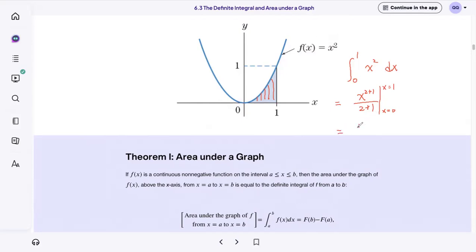So we get 1/3 of x cubed, right? Because x raised by 2 plus 1 is x cubed, and 1/3. Then we evaluate at 1. 1 raised to 3 is still 1, so we get 1/3. Evaluate at 0, we get nothing, so this is 1/3. There is no unit involved, this is pure mathematics. So the area from 0 to 1 formed by the x squared function and the x-axis is 1/3.